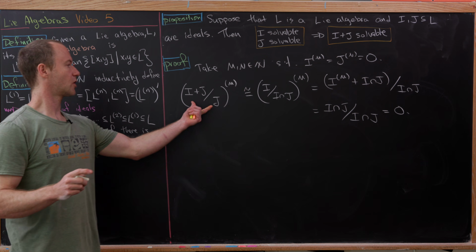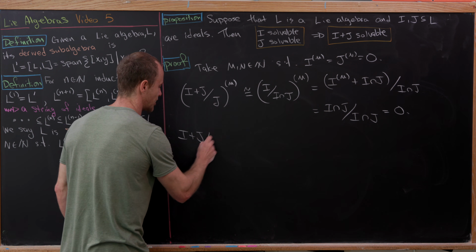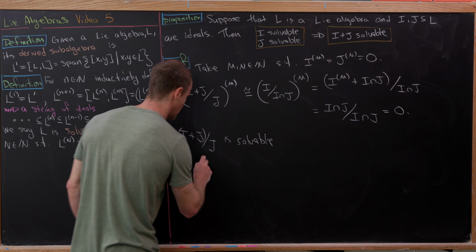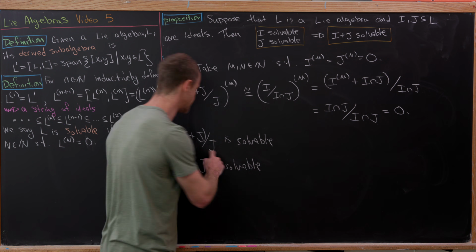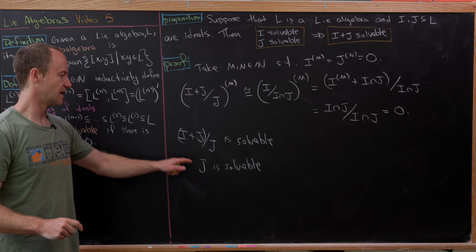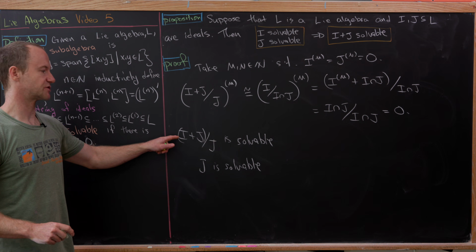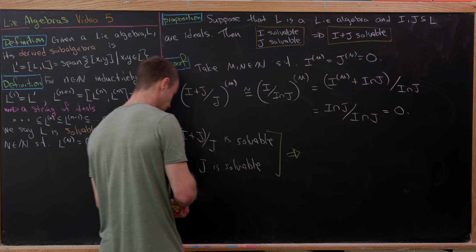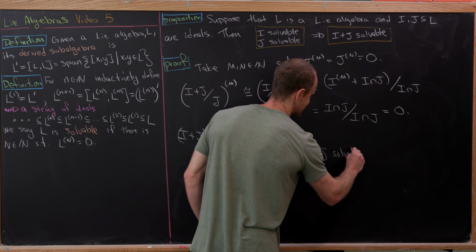So we've got the quotient is solvable. Well, let's write that down. So we have (I + J)/J is solvable. And we also know that J is solvable. Okay, so those are the two things that we know. But anytime we know that the quotient is solvable and the ideal that we're quotienting by is solvable, then the Lie algebra on top is also solvable. That was exactly the previous proposition. So that gives us I + J solvable as needed.